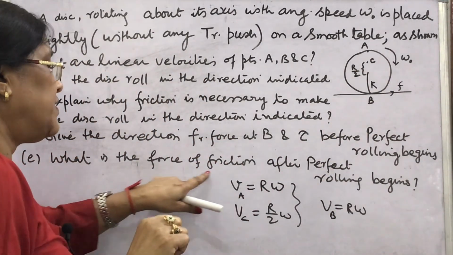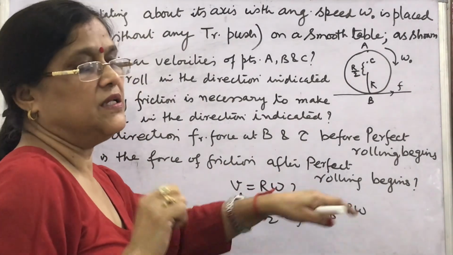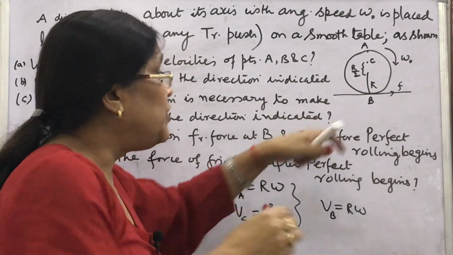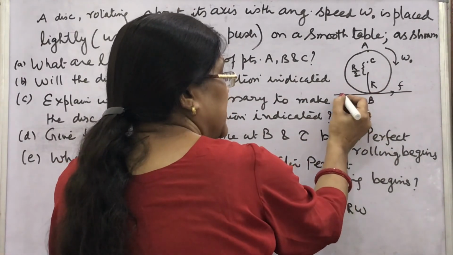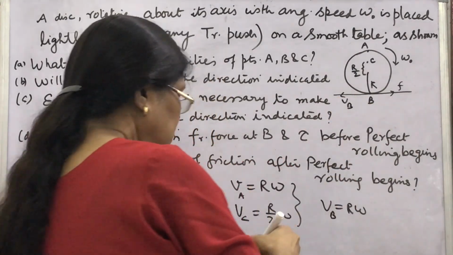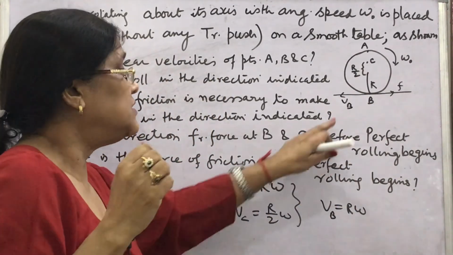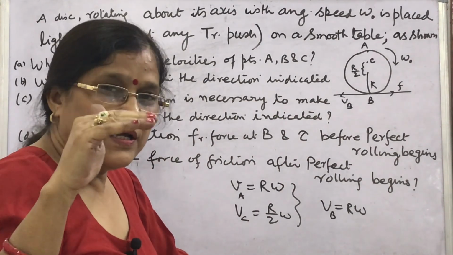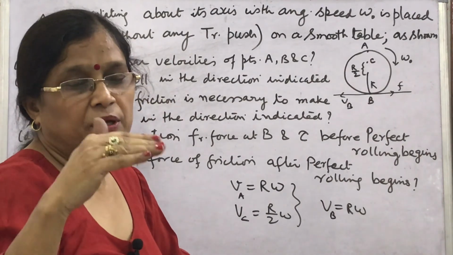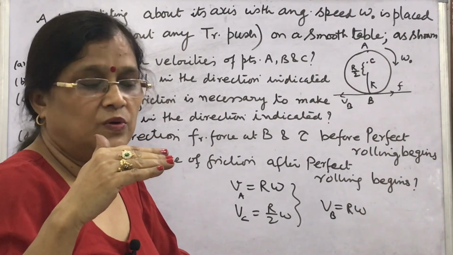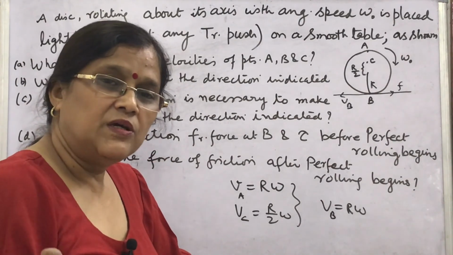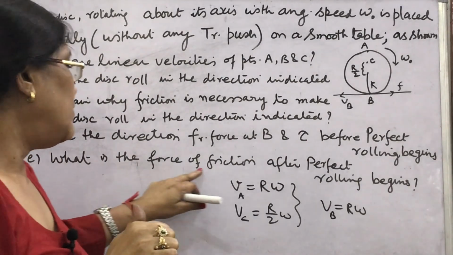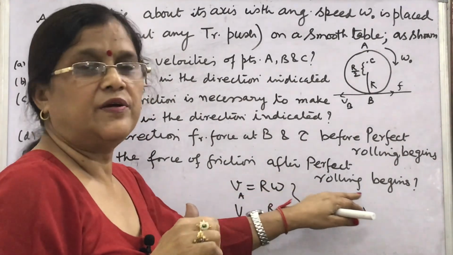What is the force of friction after perfect rolling begins? You know, the role of friction is to decrease VB. If you denote here, this will be the direction of VB. Then what is the role of friction? To decrease this speed. What happens is that rolling begins when this VB becomes 0. Once it happens, the frictional force becomes 0. So there will be no force of friction after perfect rolling begins.